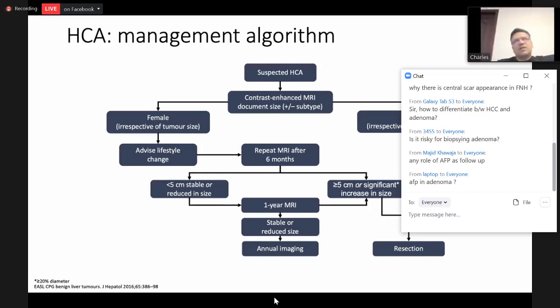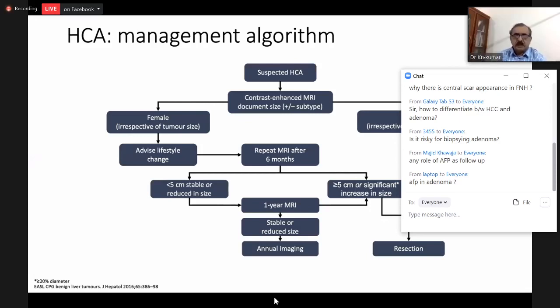Probably the only role where hepatospecific agents help to differentiate is between FNH and hepatocellular adenomas. If you use MRI with a hepatospecific agent, in the hepatobiliary phase FNH will light up, whereas adenomas do not light up. So that will help to differentiate between an FNH and an adenoma, which is very important. Biliary epithelium will be there.